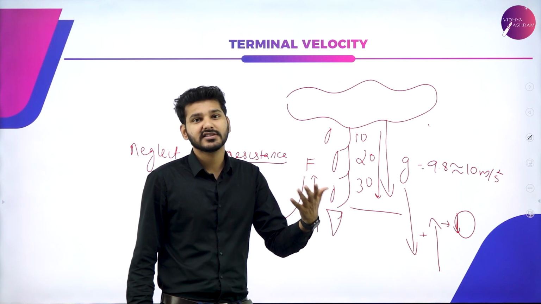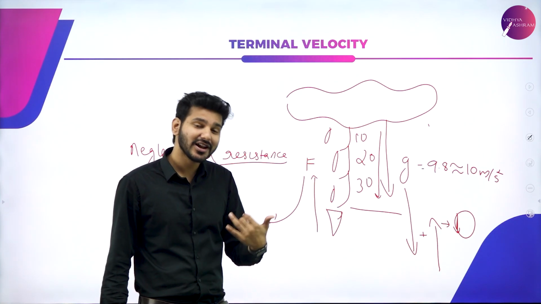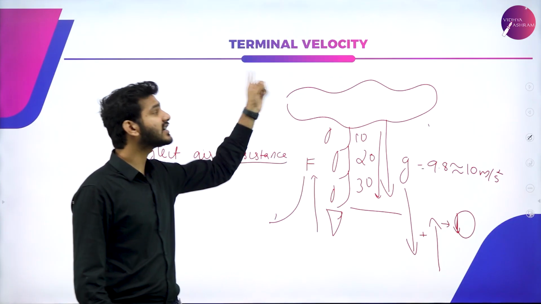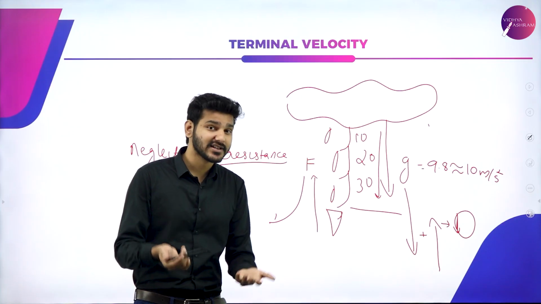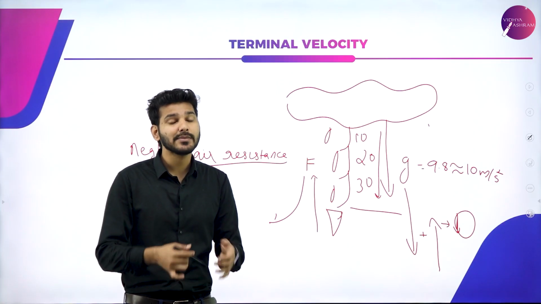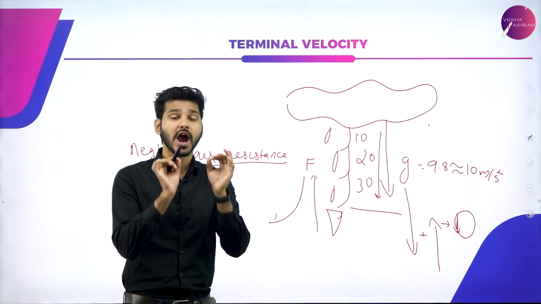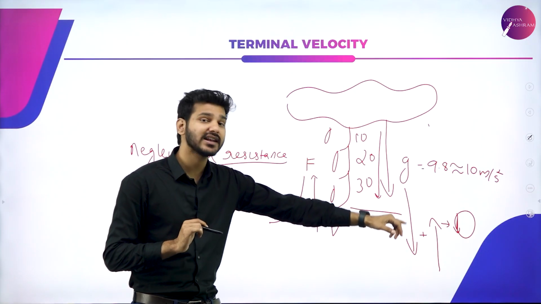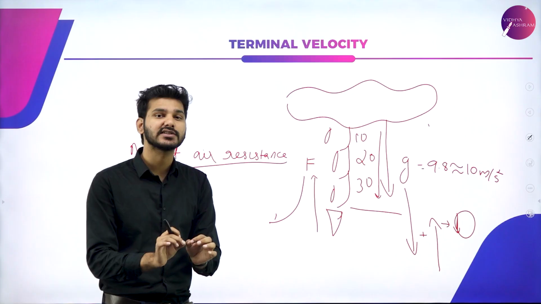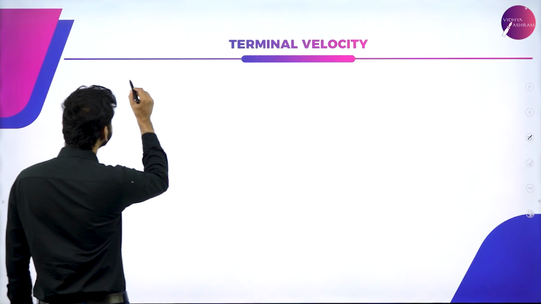So again, what is this constant velocity? This particular constant velocity itself is known as terminal velocity. That is, initially the raindrop will be accelerating, but after some time it will attain a constant stable velocity because of the forces balancing out. This particular velocity is known as terminal velocity.